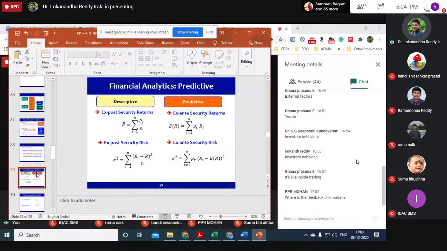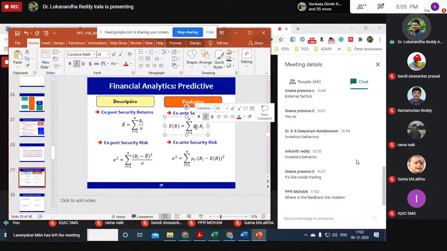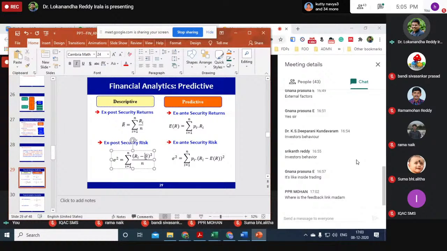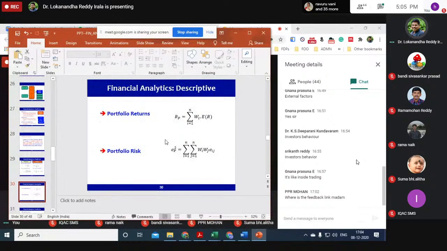Now, within predictive, I have shown you some descriptive analytics like ex-post security returns and ex-post security risk. The predictive counterparts are what we call ex-ante returns and ex-ante risk. Remember, here we are not dealing with historic data. Here, this Pi stands for probability. So the moment we talk about probability, we are trying to estimate the probability of occurrence of those events and link it with their returns and risk. Here you have the actual R bar, that is the average return. Here you have the expected return. The expected return is a probability weighted return, which deals with the future. Similarly, portfolio returns and portfolio risk are also computed on an ex-ante basis.